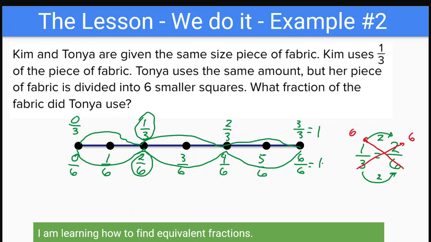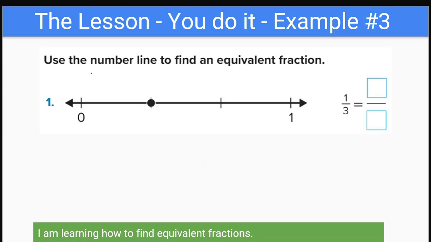Kids, you're learning how to find equivalent fractions today. All right, here's another example. Use the number line to find an equivalent fraction. Well, here they show you 1/3, because we start here, and this is 1/3, 2 thirds, and 3 thirds, and the dot is at 1/3. But they said, why don't you make it equal to some other fraction that's equivalent to 1/3? Okay, no problem. Let's do that.